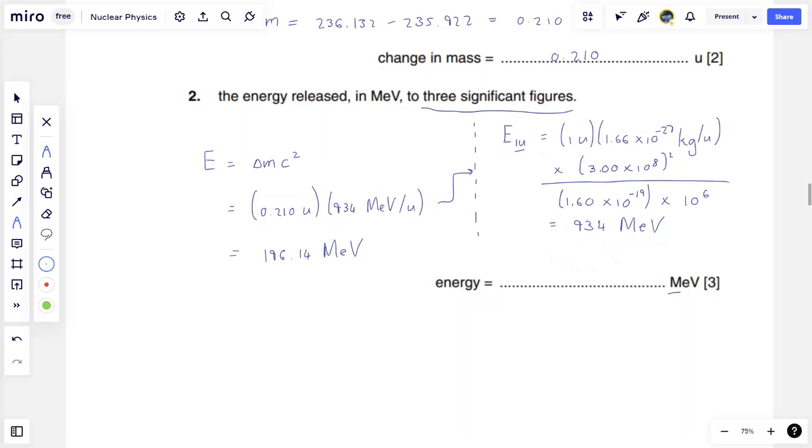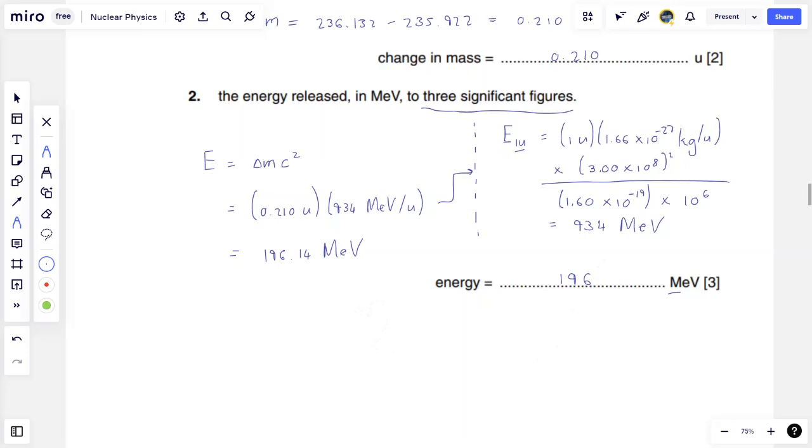That means if I knew the mass of something in atomic mass units, I could tell what your rest mass energy would be by simply taking that number and multiplying it by 934. And so my answer was 196.14, but I needed 3 significant figures, and so it turns out it was 196 mega electron volts.